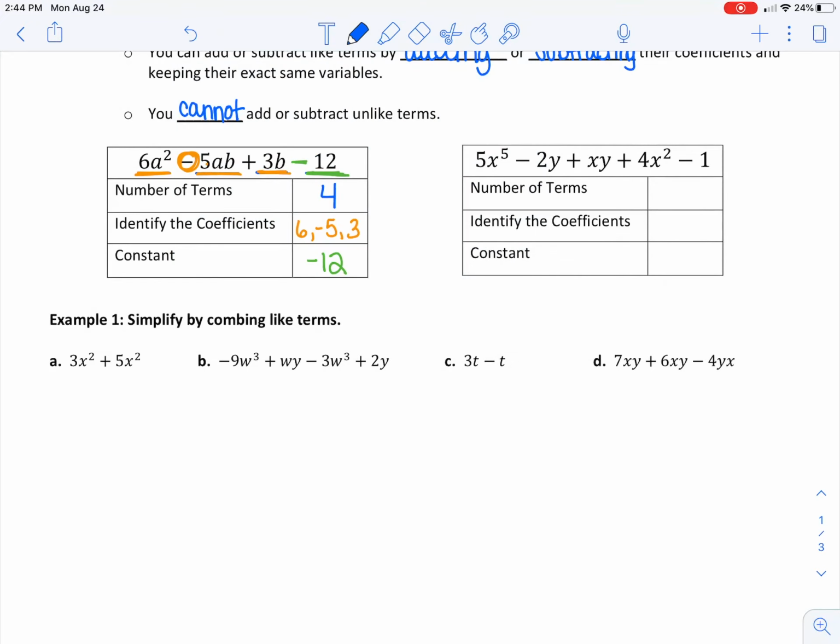All right, let's look at the second one. So again, our terms, we want to know the number of terms. Our terms are what's separated by plus and minus signs. So each of these is a term. So basically, how many of those terms do I have? Well, I have 5.